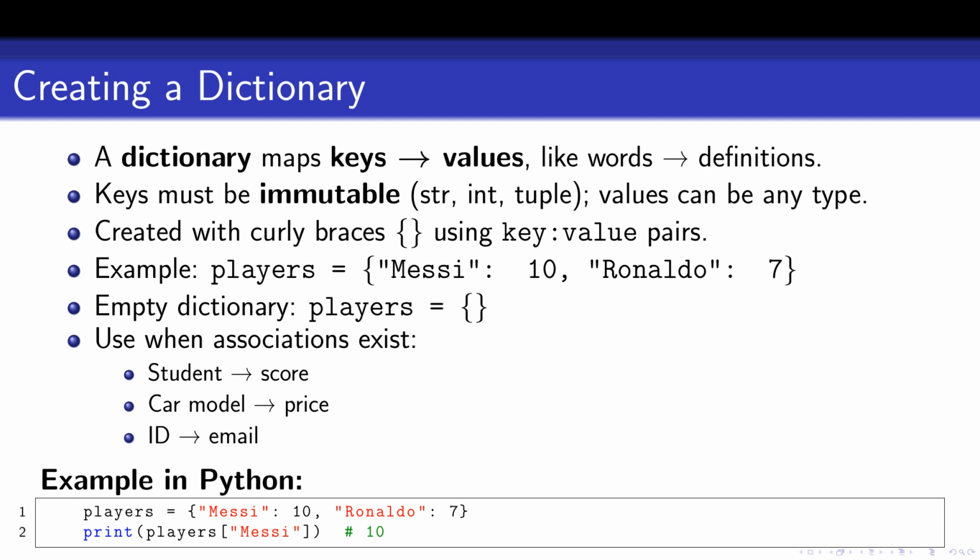An empty dictionary is created with braces. Dictionaries are especially useful when you want to store data that has a natural association, such as names to grades, IDs to email addresses, or car models to prices. The slide examples show creating and printing dictionaries, illustrating how keys and values are paired.